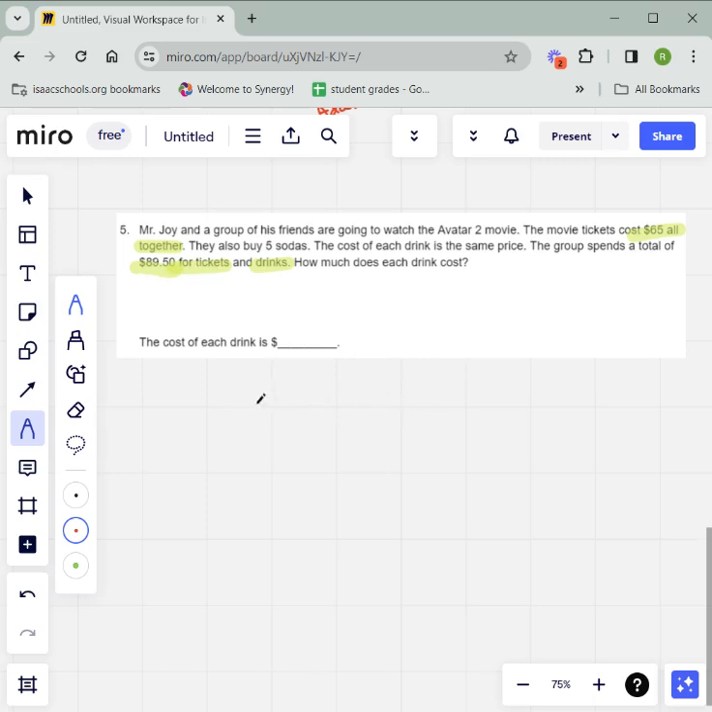So let's say if I want to put in the total cost, we can come back and work on that one. Let's think about this. Total cost is going to be movie tickets cost plus 5 times soda cost. Each soda, right? Each soda, because we have 5 sodas we bought. Now, total movie cost is $89.50.